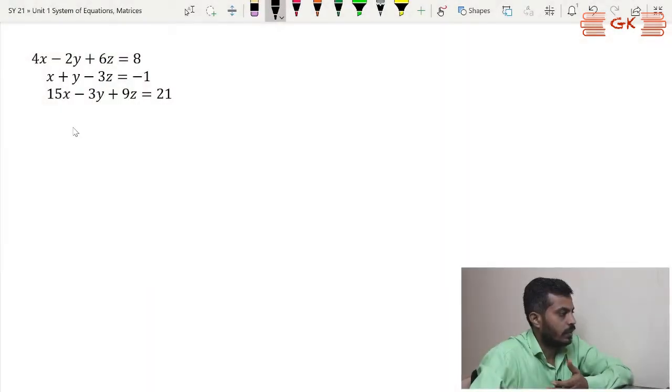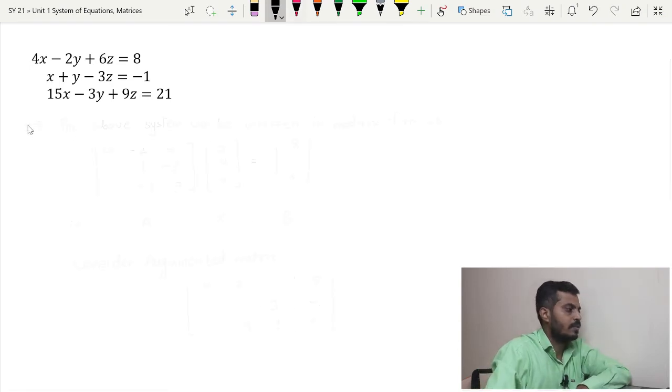Hello my dear students, today we are going to see a few more examples on the Gauss elimination method. So let us jump into it. First of all, we will write down this system in matrix form and we will consider the augmented matrix.